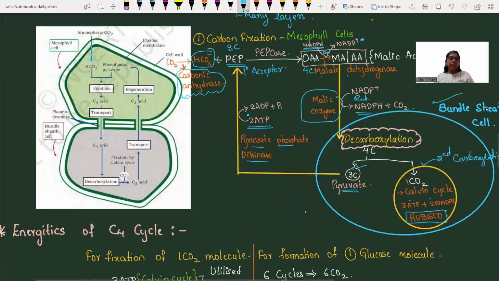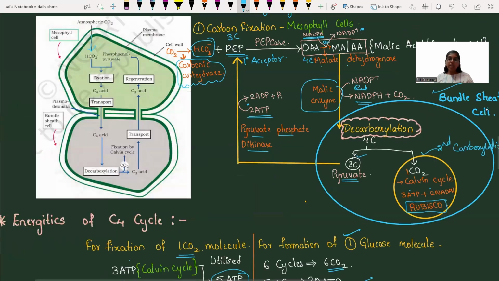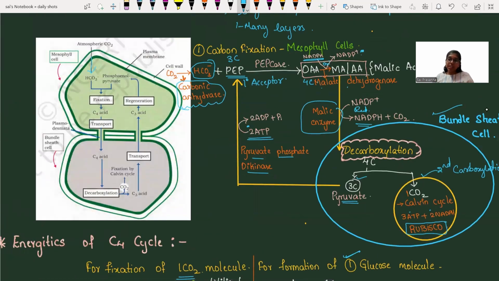Okay, now let us see the energetics of the C4 cycle. For the fixation of 1 carbon dioxide, 3 ATP are utilized in the Calvin cycle and 2 in the C4 cycle. Overall 5 ATP are utilized, okay, and 2 NADPH. For the formation of 1 glucose molecule, the same story: 6 cycles have to take place, utilizing 6 carbon dioxides, 30 ATP and 12 NADPH in the C4 cycle.